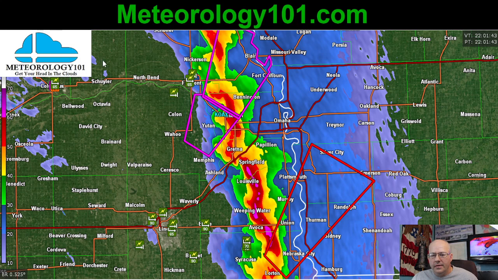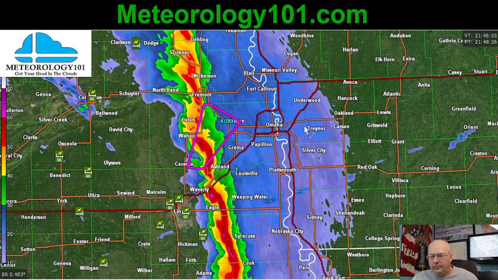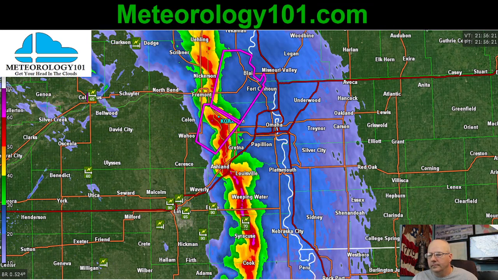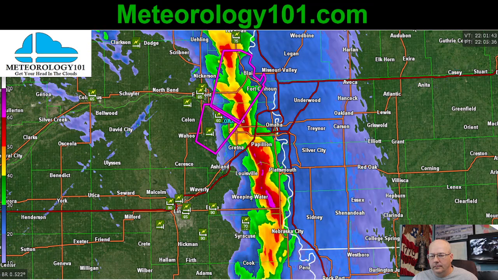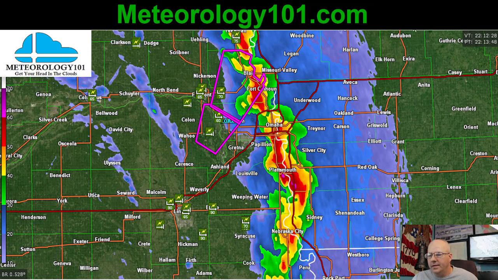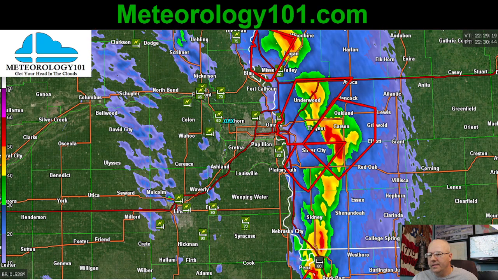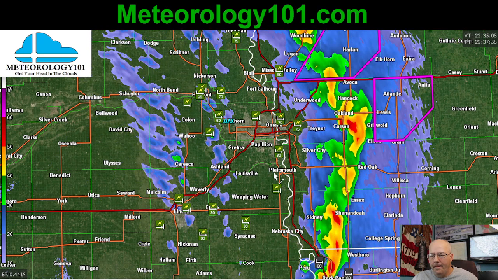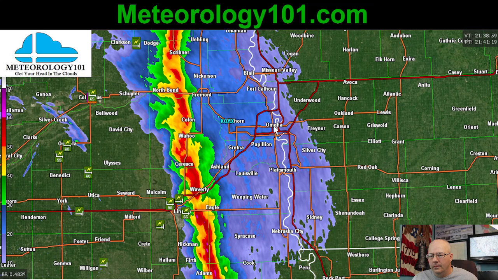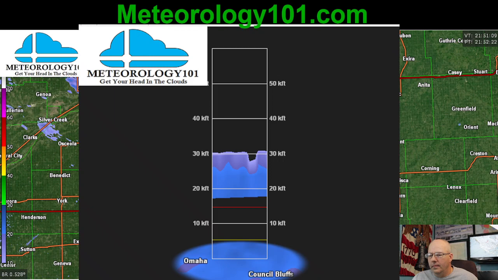All right, let's go ahead and play this loop. And get rid of just the tornado watches, anything that's not confirmed. Get rid of that.